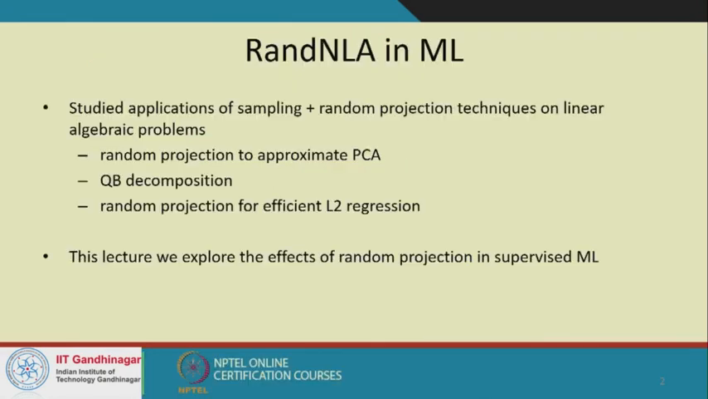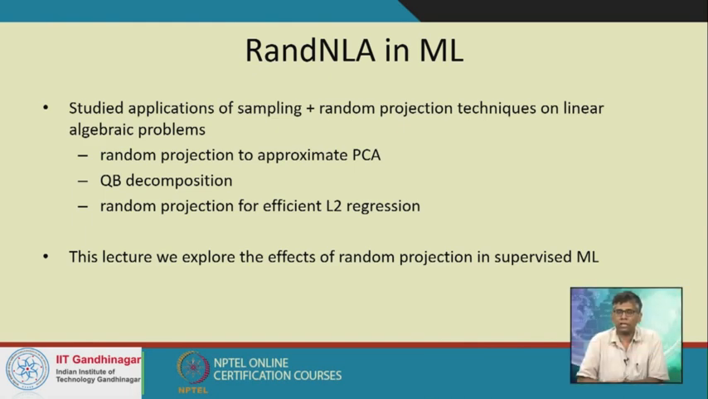So until now we have studied applications of both sampling and random projections to a bunch of optimization problems relating to linear algebra, right? We first saw applications of random projections to low rank approximation of at least two different forms, to matrix multiplication, to L2 regression, and then in the last lecture we also saw how we can employ sampling to solve some of these problems, right, using the leverage score sampling techniques.